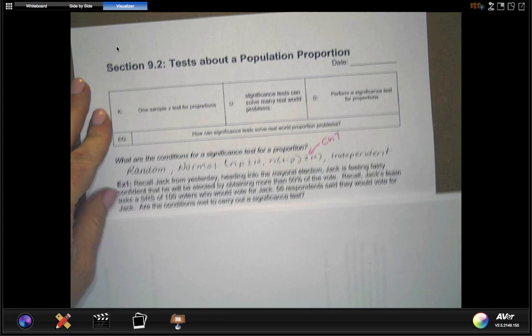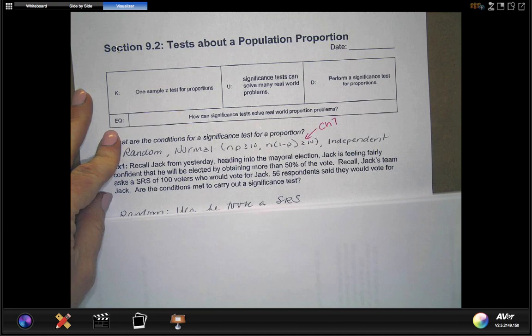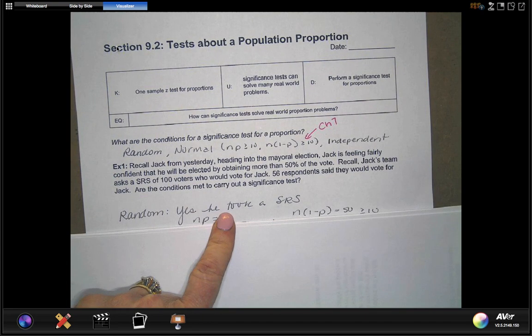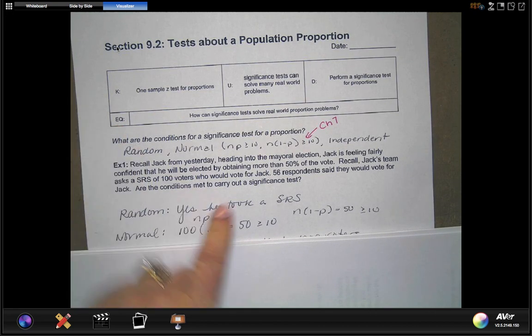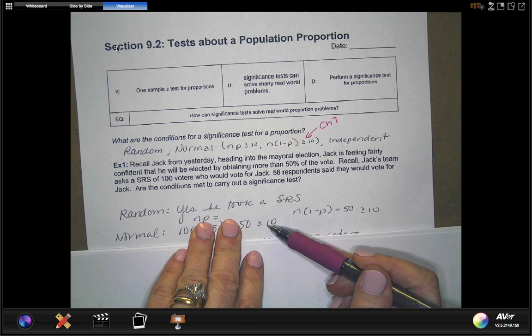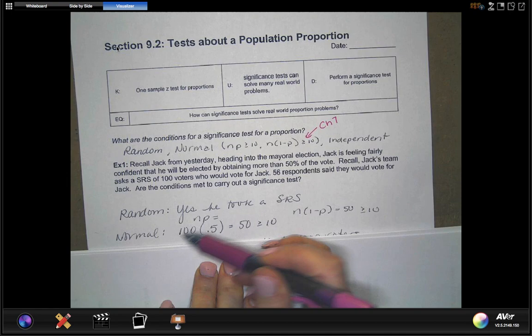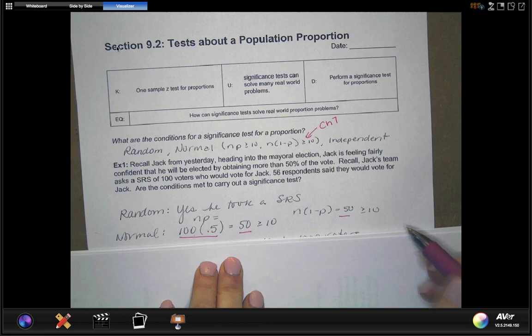So if we think about Jack yesterday, so remember he was going to get 56.56 of the vote. So they did take a random sample, because they took a simple random sample, SRS. I would check my conditions here, just like last chapter. You can't just say that n times p is greater than or equal to 10. You have to actually show that you checked the conditions, okay? So both of those are greater than or equal to 10, so that tells me that my sampling distribution of p hat is approximately normal, so that's going to allow me to use the normal probabilities when I want to find my p-value.